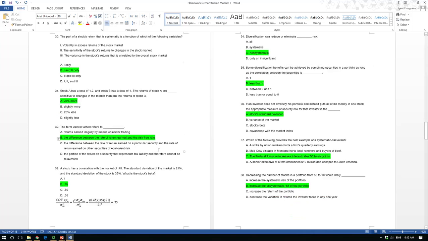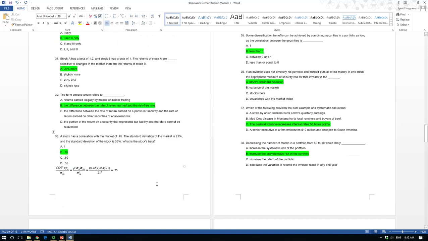32. The term excess return refers to what? That's the difference between the rate of return and the risk-free rate. Right, so B is the best answer for 32. 33. A stock has a correlation with the market of 0.45. That means beta is 0.45, right?